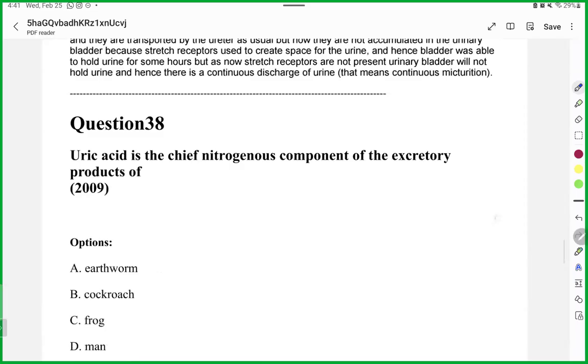Tanvi. Sir, uric acid or cockroach. Yes, we are done with that. Sir, I keep forgetting my chapters.